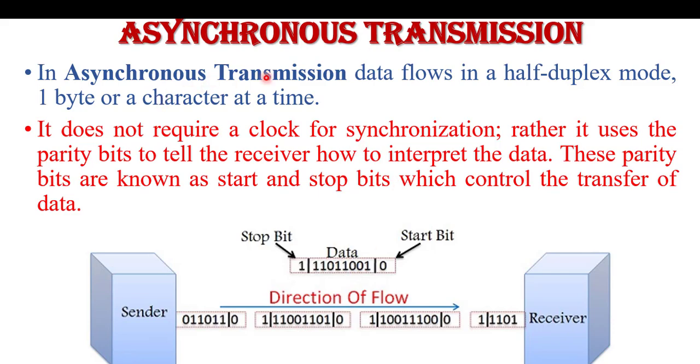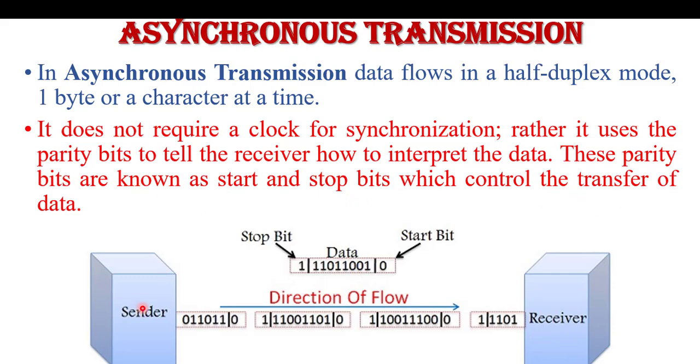In the asynchronous data transmission technique, one byte or a character at a time will be sent. Asynchronous transmission does not require a clock pulse for synchronization. Rather, it uses the parity bit to tell the receiver how to interpret the data. This bit is known as the start bit or stop bit, which controls the transfer of data.